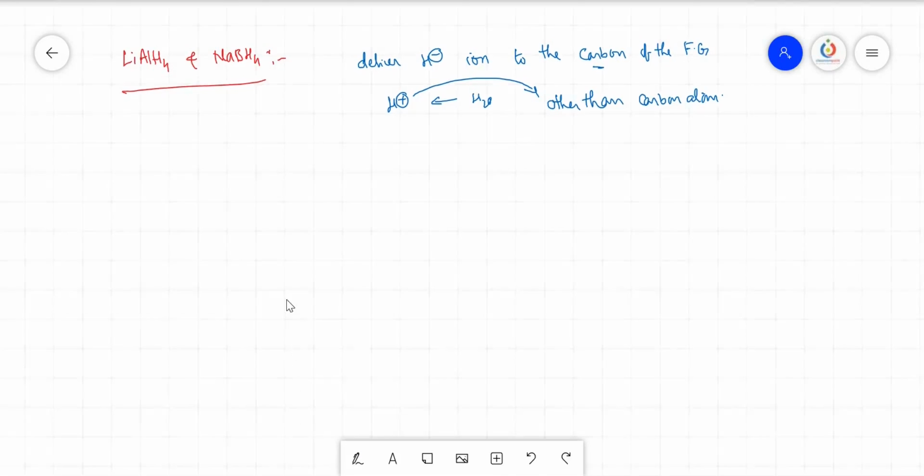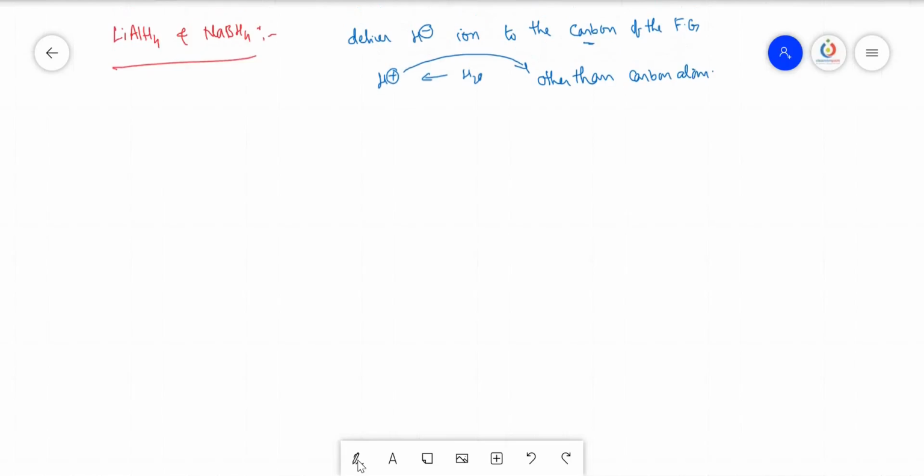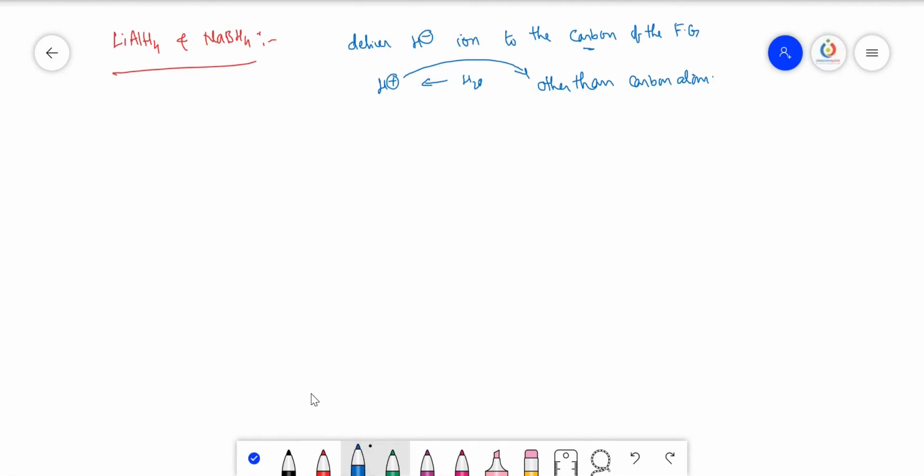So let us discuss the important thing of both of these reagents. The important thing is, first of all, lithium aluminum hydride, which is the strongest reducing agent. It reduces many of the functional groups. Sodium borohydride is a selective reducing agent. Selective reducing agent means sodium borohydride does not reduce all the functional groups.